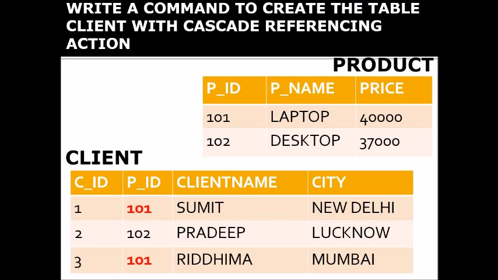So this is a question for you. Write a command to create the table client with cascade referencing action. This is the table product with columns PID, PName, price, and a table client with CID, PID, client name and city. So from this you can see that this is the parent table and this is the child table. This is the primary key of the parent table and here it is the foreign key.